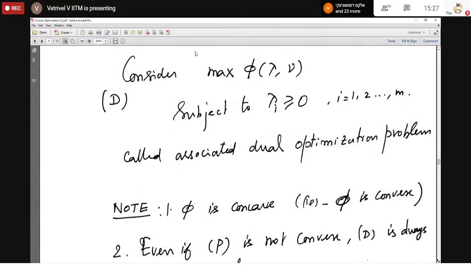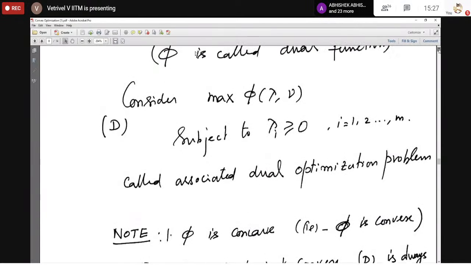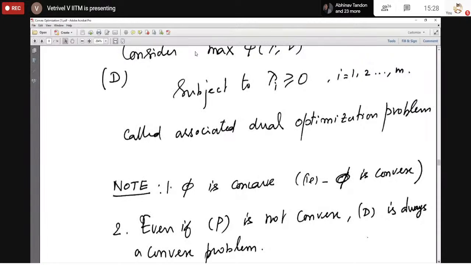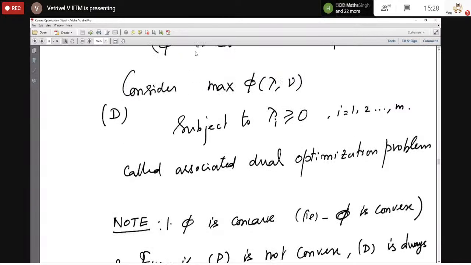Remember, the important points are here. This phi function is always a concave function. One can prove that it is concave, which means minus of that function is convex. So minus of the minimum is equal to the maximum of the negative of the function. Therefore, this problem D, the maximum of a concave function, means that it is a convex program.